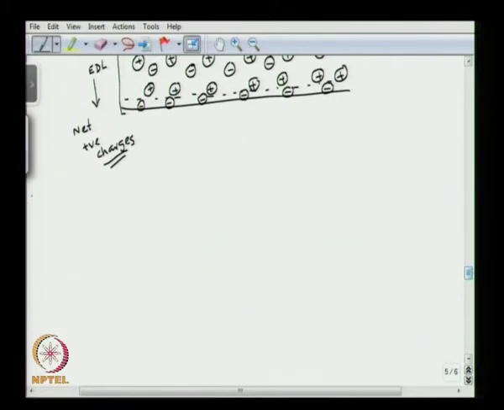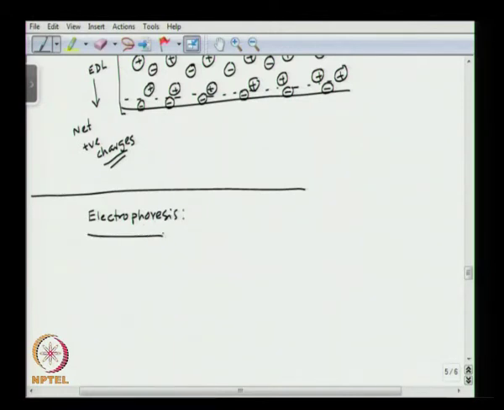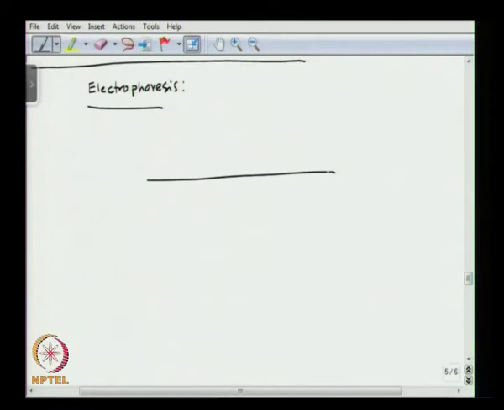So, we talk about electrophoresis. Here we have a capillary or a channel which has some charged particles, so negative charge, positive charge, and we have electrodes. Let us say this is anode and this is cathode. So, when we apply this electric field, the charges will migrate towards the opposite electrode. Okay. And because of that these charges would get separated.